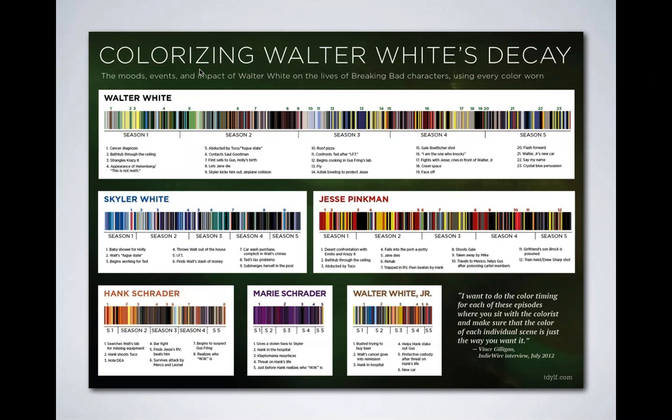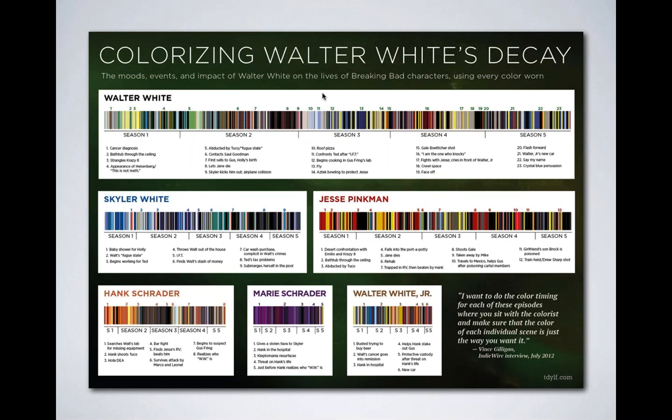But what this infographic shows is, basically what they've done is gone through the entire series, all 5 seasons, and examined the colors associated with each character in each episode of the series, and connected that with the events that are taking place. Okay, Walking Dead's good too, and I can guarantee you the same ideas have been applied there.